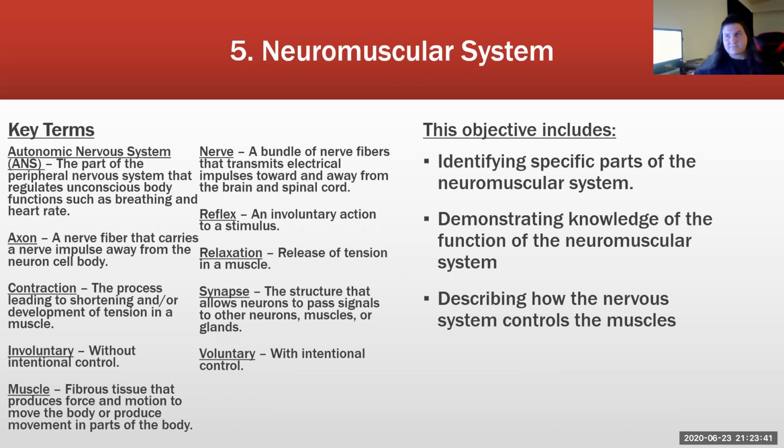Neuromuscular system. Again, read through these, familiarize yourself. If there's something that's not clicking, there's additional support that you can get. This objective includes identifying specific parts of the neuromuscular system, demonstrating knowledge of the function of the neuromuscular system, and describe how the nervous system controls the muscles.